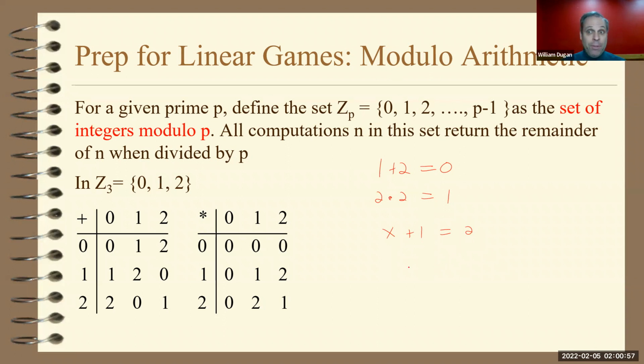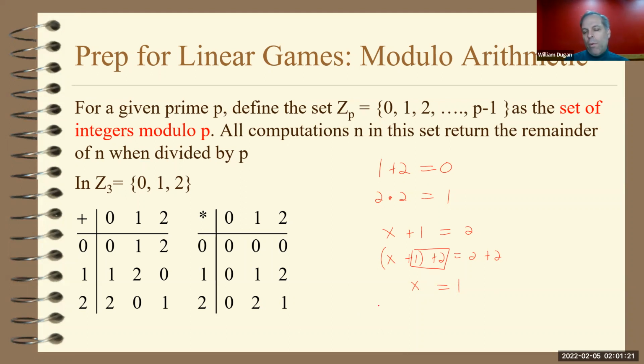So I want to add something to 1 to make it 0. I would take that 1 and add 2 on both sides, because 1 plus 2 is 0. So the left-hand side is x, and the right-hand side is 2 plus 2, which is 1 in this world. That's it. That's the answer. A little weird, right?